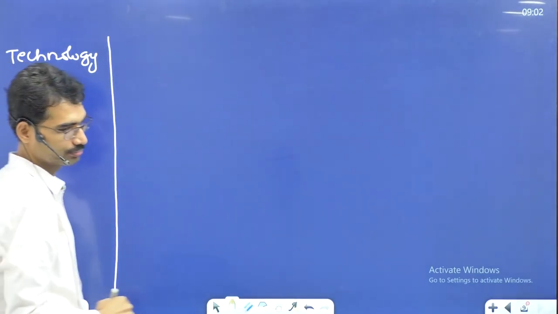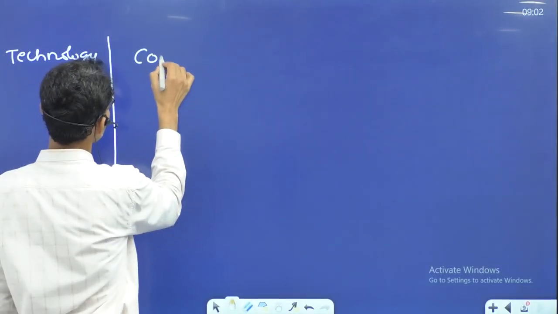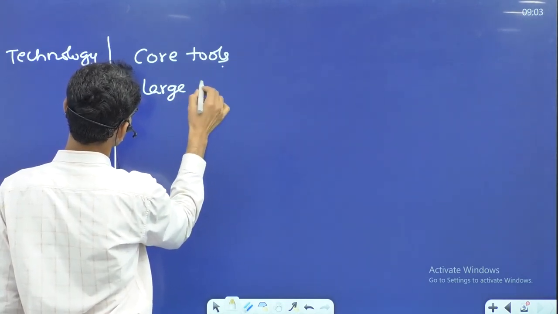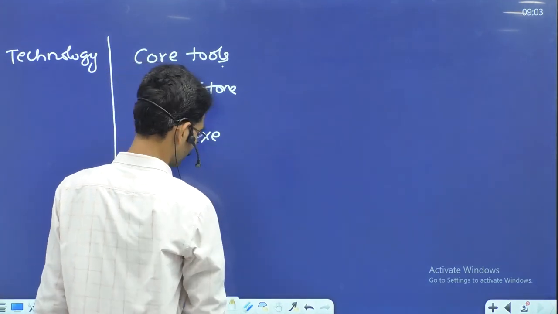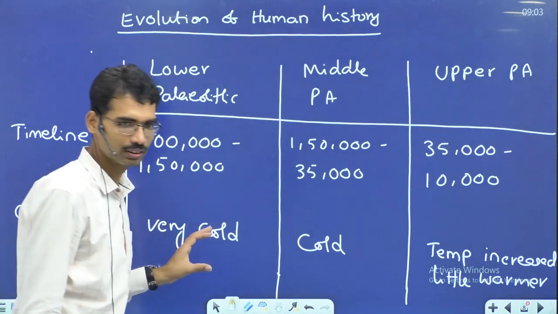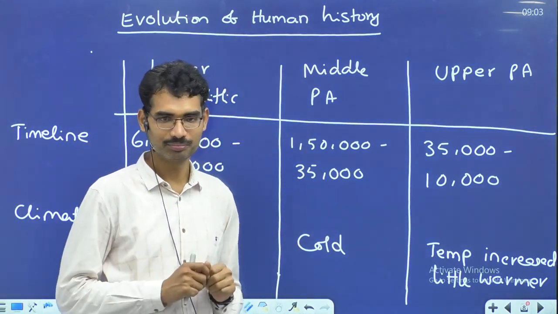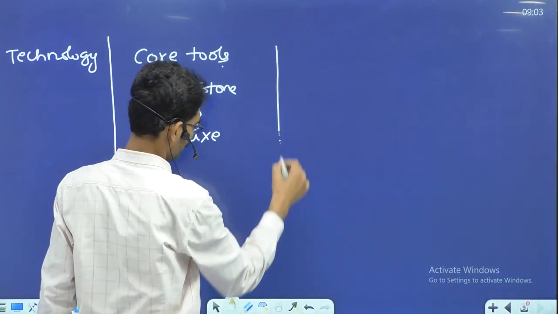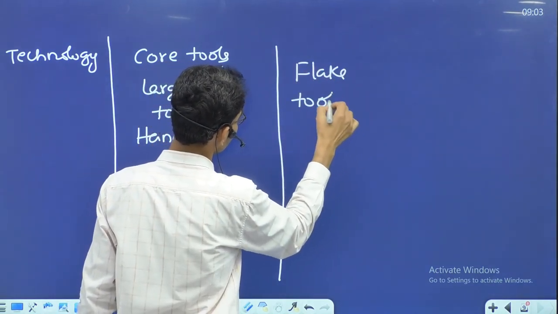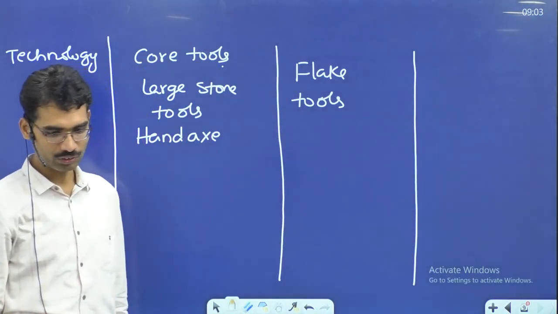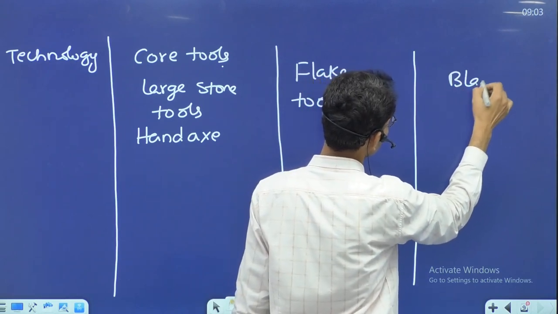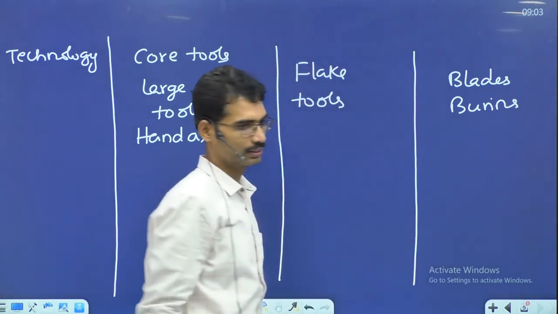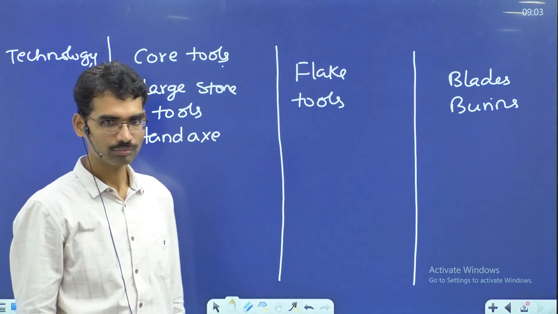Technology. Under these circumstances, what kind of technology or tools did they use for survival? This we call core tools, large tools, stone tools like hand axe, in lower Paleolithic, core, large. Then in the middle Paleolithic, they started breaking them. This we call flake tools. And when it comes to this time period, blades, burins.